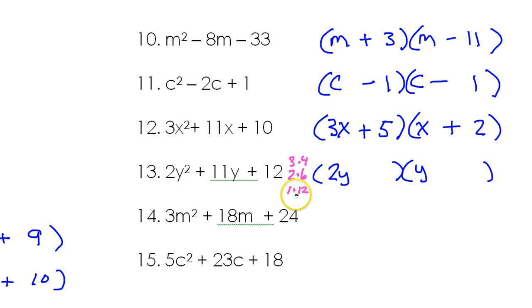Okay, you might be thinking, oh, 1 times 12, because I could make 11 out of 1 and 12. 12 minus 1 is 11. But because of this 2 in the front, that type of thinking doesn't work anymore. So let's just go through the process, remembering that inner plus outer equals middle. So I'm going to just go in order and start with the 3 and the 4. Okay, by the way, I want to talk to you about a shortcut.